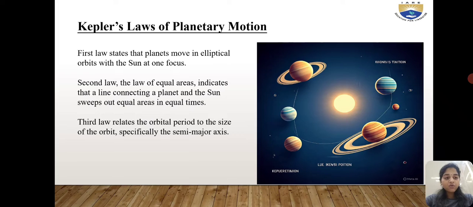Kepler's laws of planetary motion. The first law states that planets move in elliptical orbits with the sun at one focus. Second law, the law of equal areas, indicates that a line connecting a planet and the sun sweeps out equal areas in equal times. The third law relates the orbital period to the size of the orbit, specifically the semi-major axis. These are Kepler's laws.